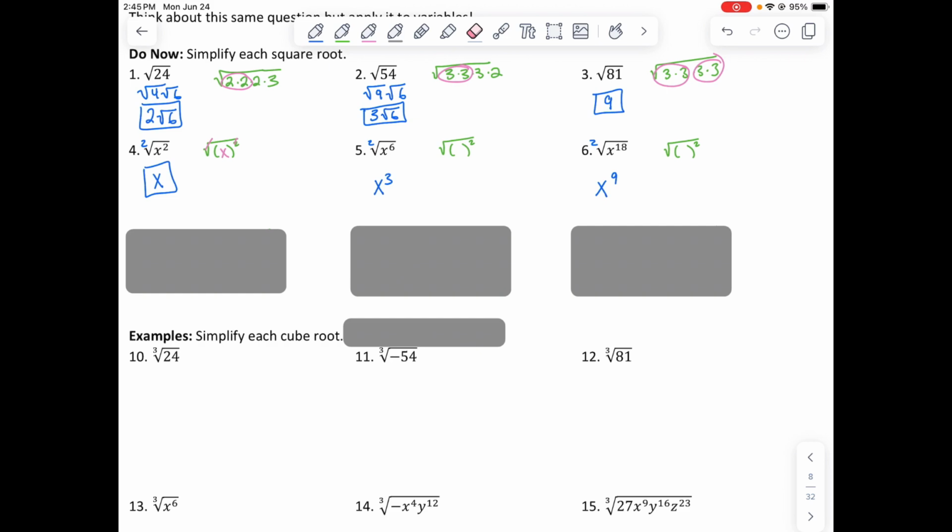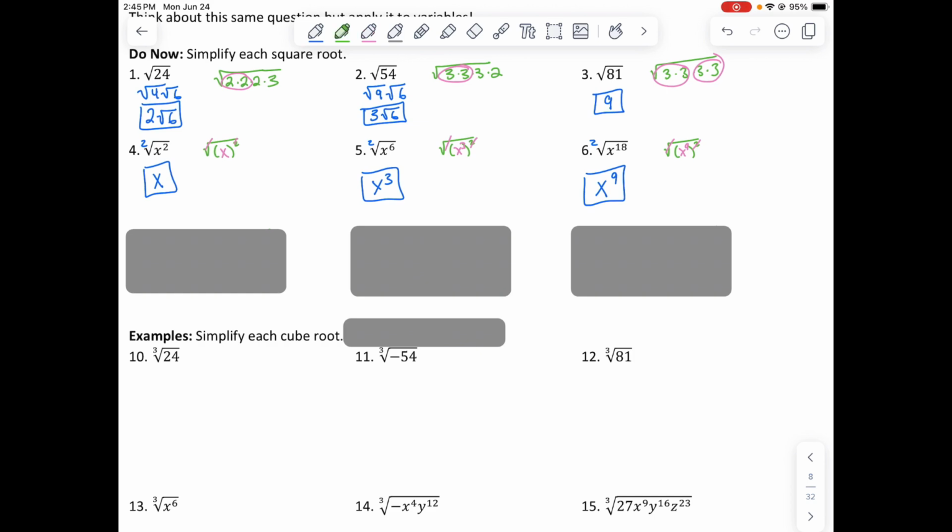We see that in this entire row, because the index is 2 and the exponents are divisible by 2, we don't have anything left in our radicand. So we have the square root of x to the 6th is x to the 3rd, and the square root of x to the 18th is x to the 9th. We could think of this as filling in x cubed squared for x to the 6th, where these cancel, and x to the 9th squared for x to the 18th, where these cancel.